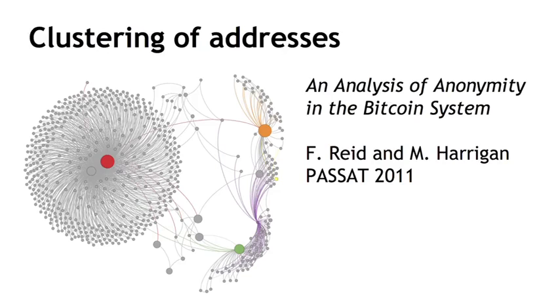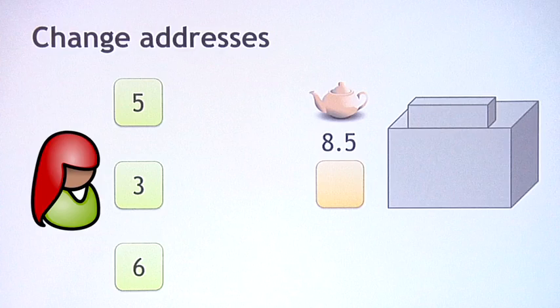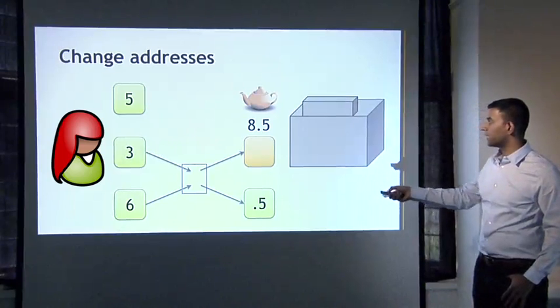Let's go back to the scenario of Alice and the teapot. So let's look at it again. Maybe the teapot has gone up in price to 8.5 centibitcoins. So what is Alice going to do now? She can't combine any subset of her transactions or her addresses to produce the exact amount of change necessary for purchasing this teapot. So instead, she's going to exploit the fact that transactions can have any number of inputs and outputs, and create a single transaction that looks like this.